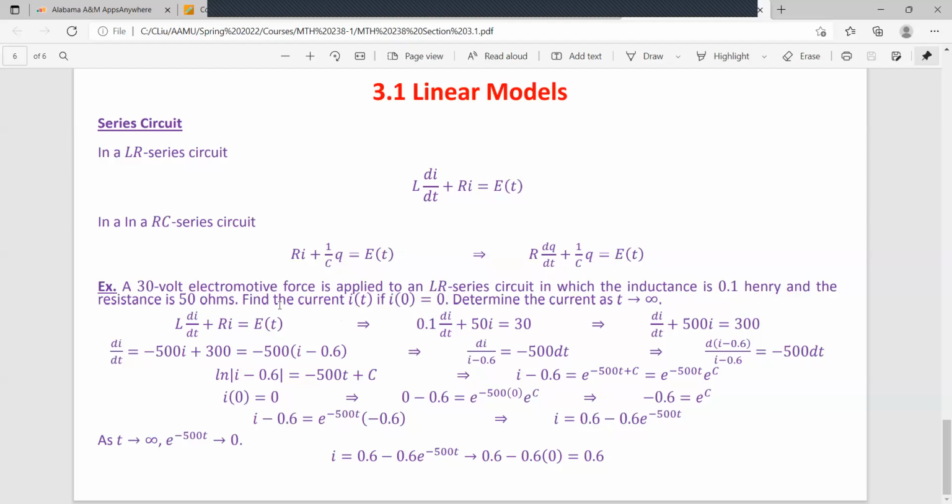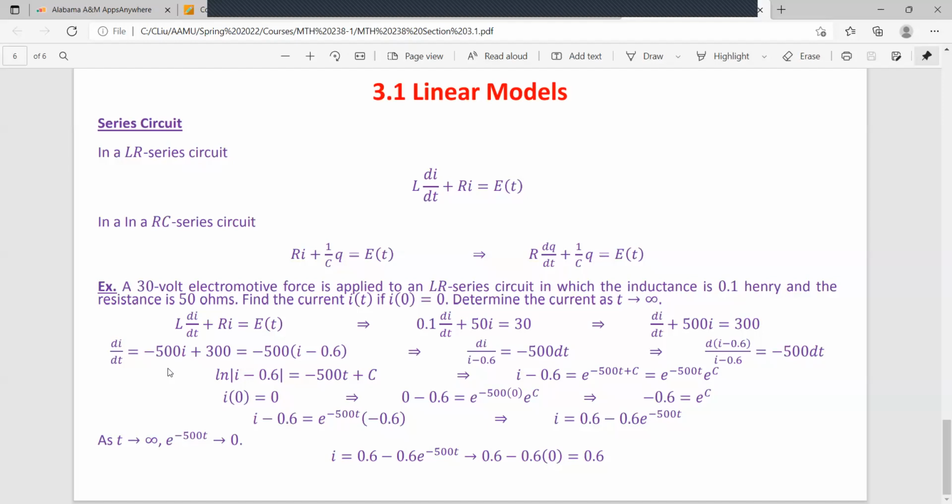So just plug in those numbers. Again, 0.1 for L, 50 for R, and 30 for E. So we got 0.1 di/dt plus 50 times I equals 30. You can multiply 10 on both sides of the equation to get di/dt plus 500 I equals 300. Again, this equation can be solved in two different ways. You can solve it by using formulas for linear first-order differential equations, but also you can solve it by separable equations. So if you move 500 I to the right, it becomes negative.